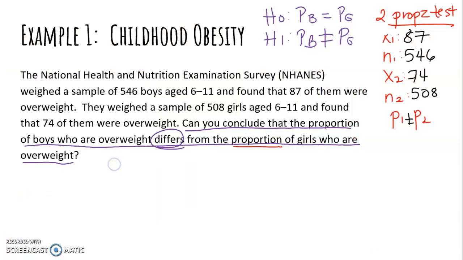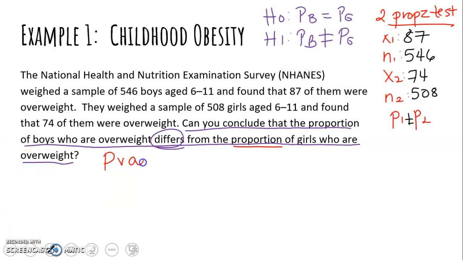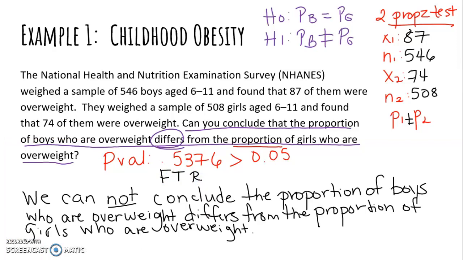So the p-value is 0.5376, which is definitely greater than any significance level. So let me look through this again because I don't see a significance level. If there's no significance level, compare it to 0.05. Comparing it to 0.05, we see that it's greater than, so we're going to fail to reject the null. So we cannot conclude the proportion of boys who are overweight differs from the proportion of girls who are overweight.